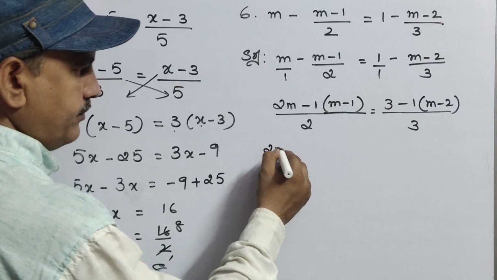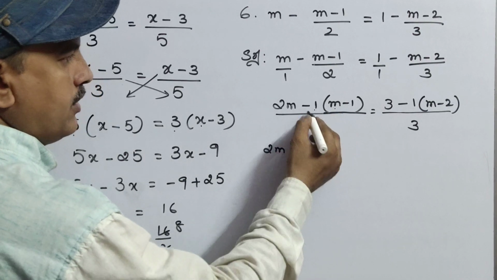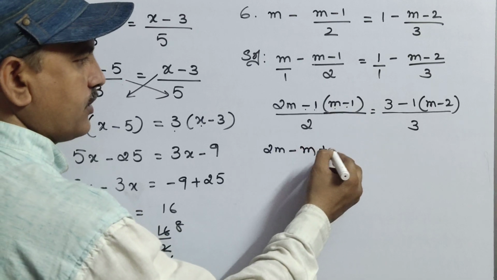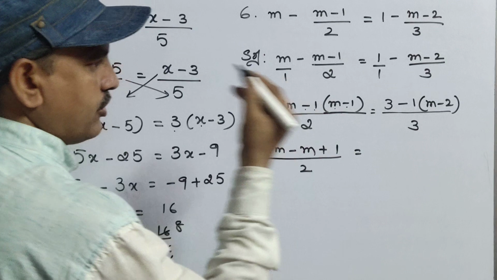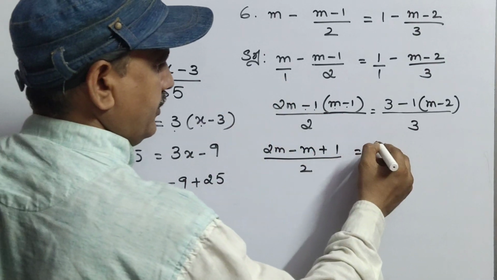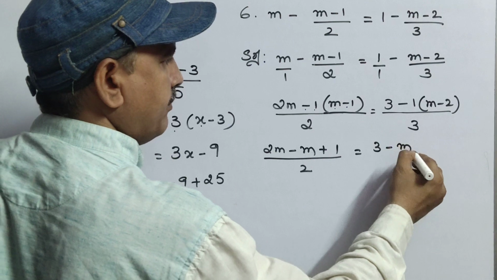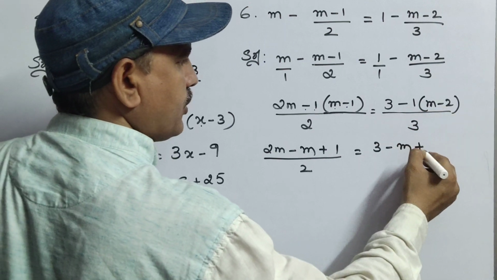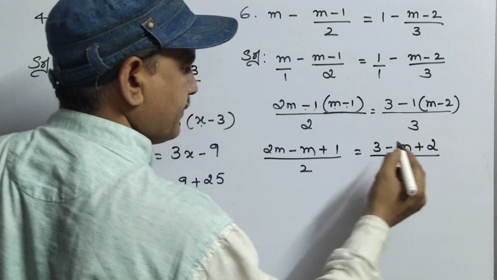2m minus 1 into m, 1m, that is m, minus into minus plus 1, by 2 equals 3 minus 1 into m, 1m, that is m, minus into minus plus 1 2s are 2, by 3.